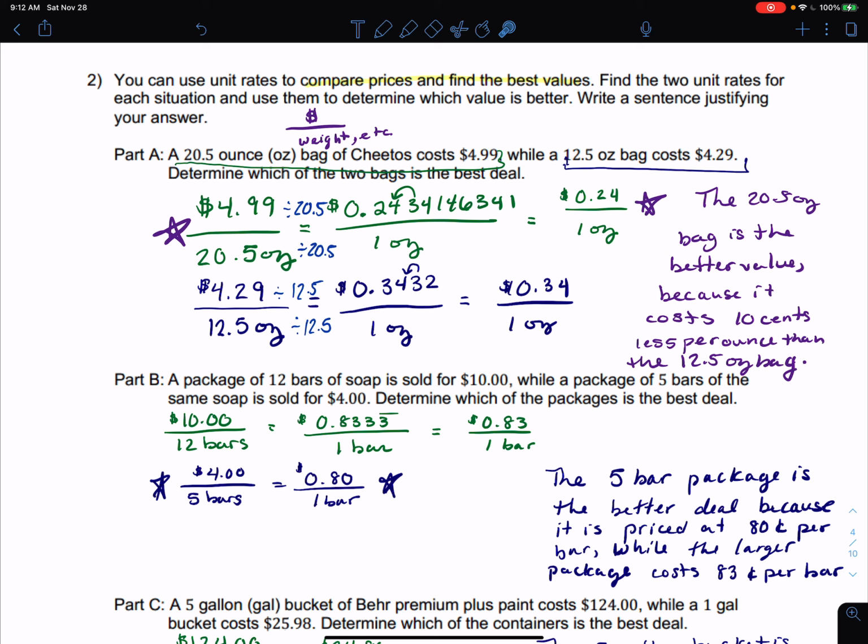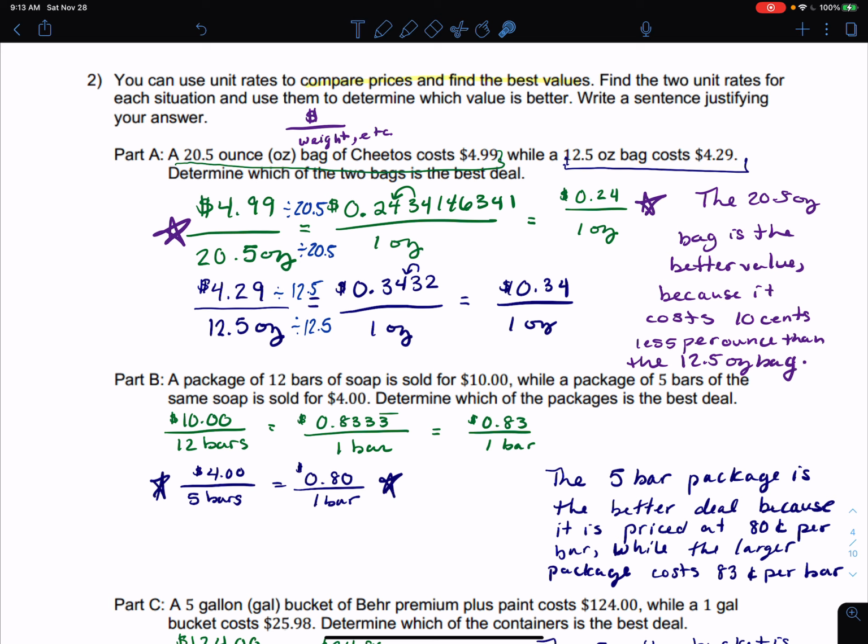So we want which one's a better value. That means which one costs the least amount of money per ounce. So in that case, it's this first one in green. So I'd say that the 20.5 ounce bag is the better value because it costs 10 cents less per ounce than the 12.5 ounce bag.